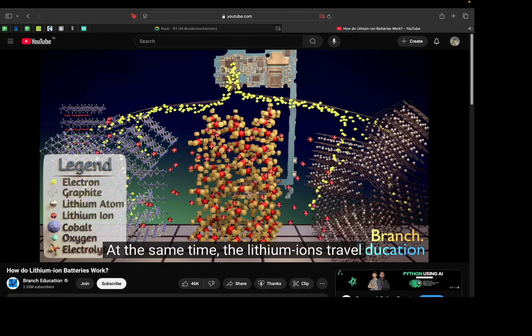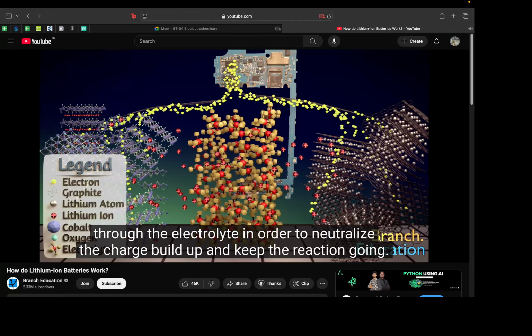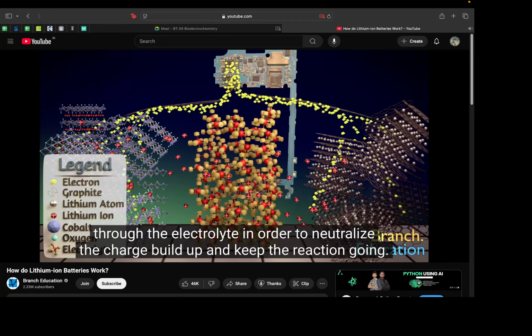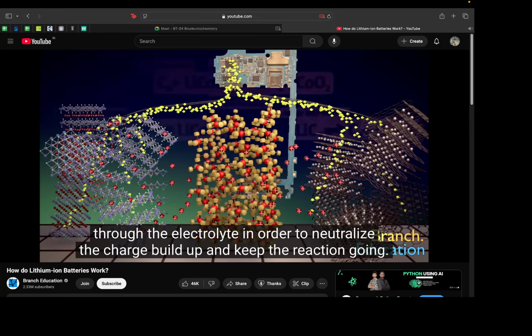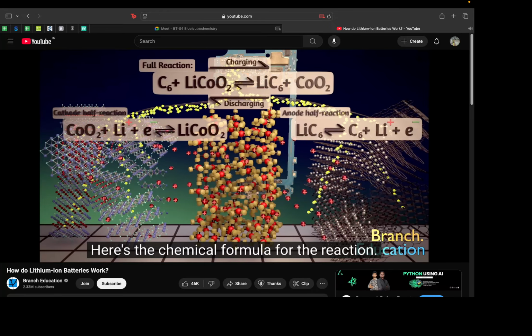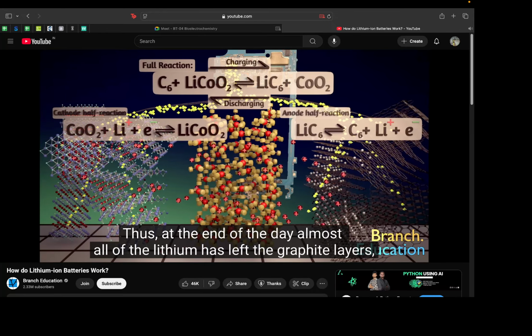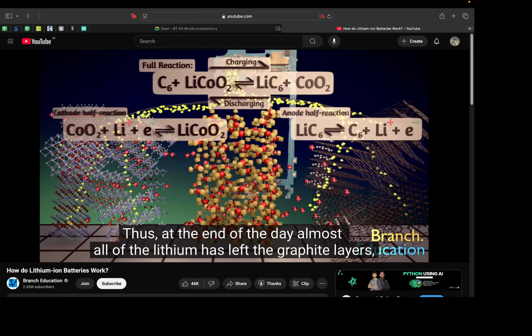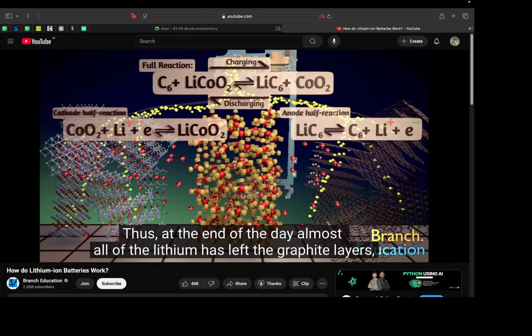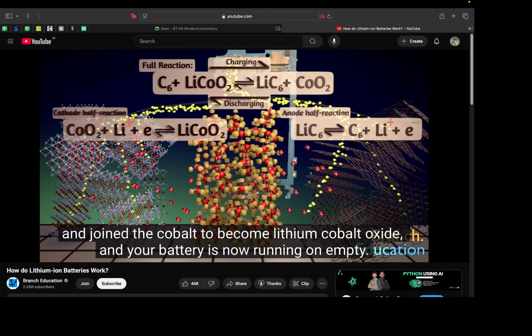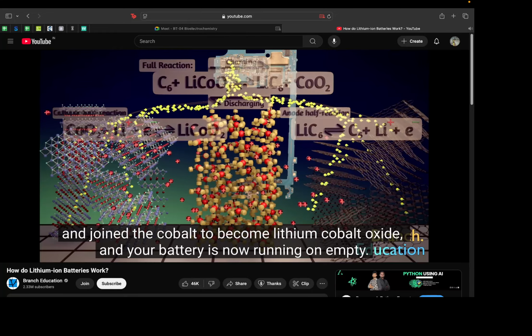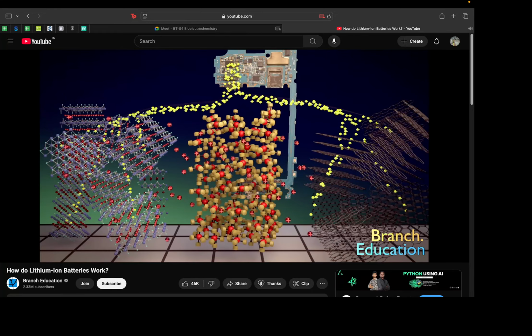At the same time, the lithium ions travel through the electrolyte in order to neutralize the charge buildup and keep the reaction going. Here's the chemical formula for the reaction. Thus, at the end of the day, almost all of the lithium has left the graphite layers and joined the cobalt to become lithium cobalt oxide, and your battery is now running on empty.